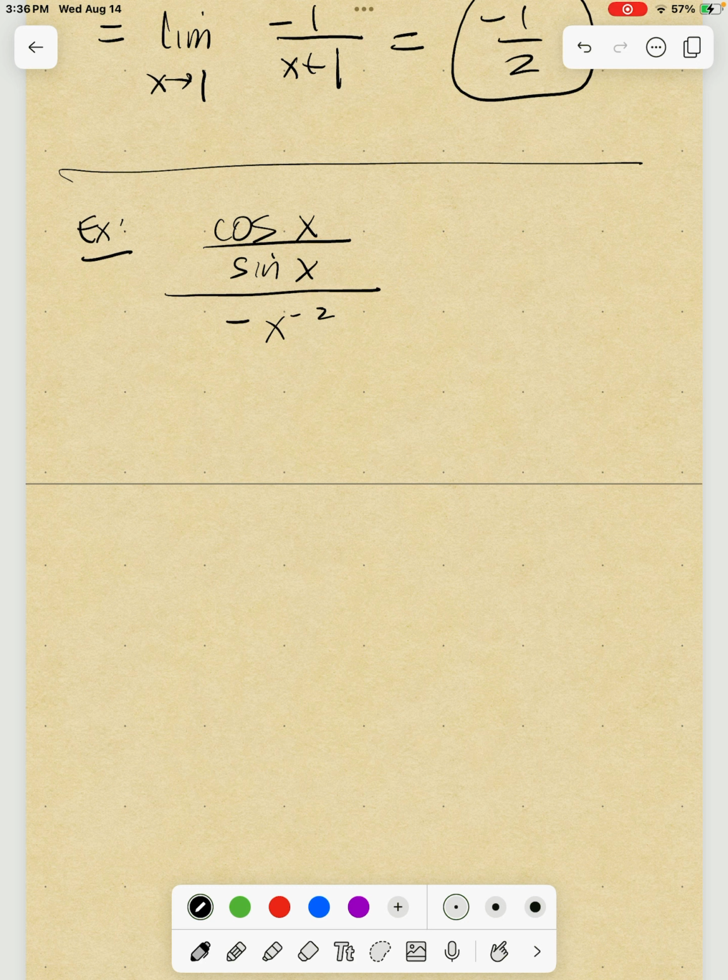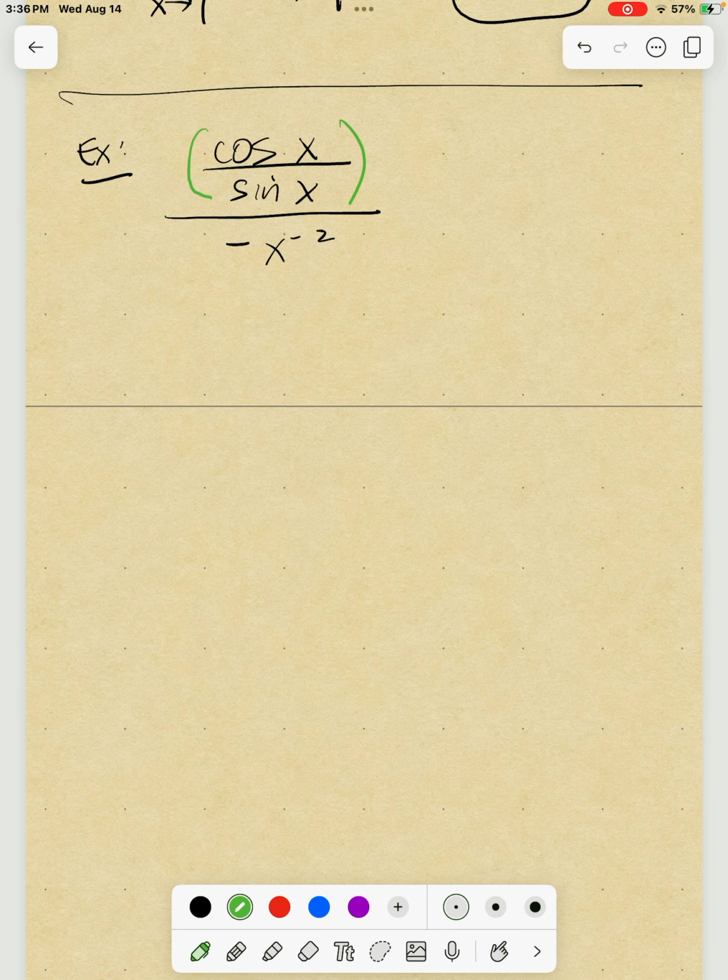Well, okay, so spend a minute on this and then let's check if we get the same thing. All right, let's go over the answer. So this is something where I have something divided by something else, right? I have cosine x over sine x, and then this whole thing is divided by x to the minus 2.